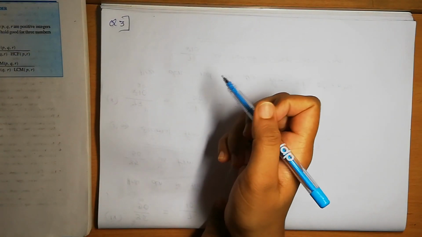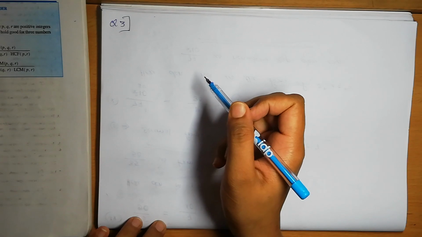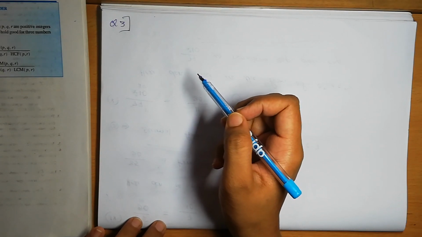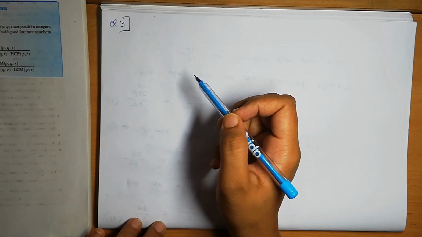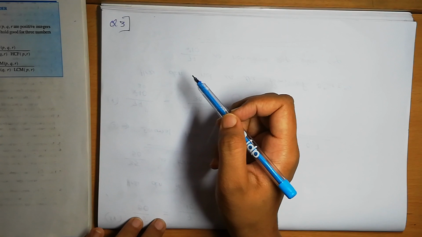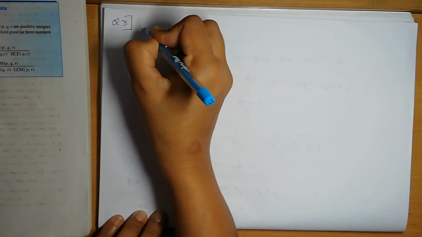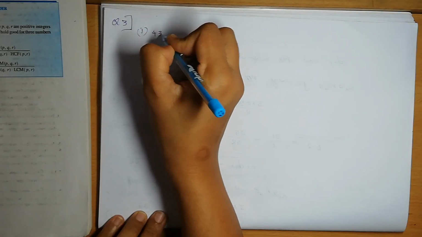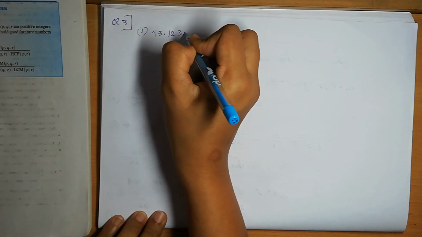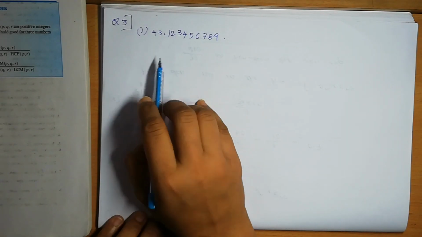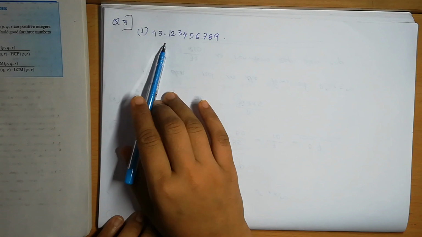Question number 3. The following real numbers have decimal expansion as given below. In each case, decide whether they are rational or not. If they are rational and of the form p by q, what we can say about the prime factors of q? So, first one is 43.123456789. So this is the decimal expansion of this number.